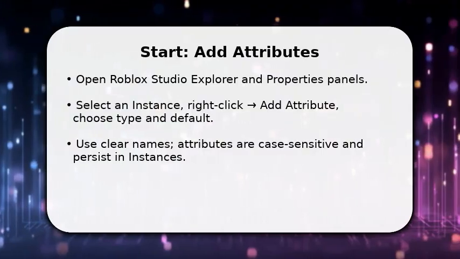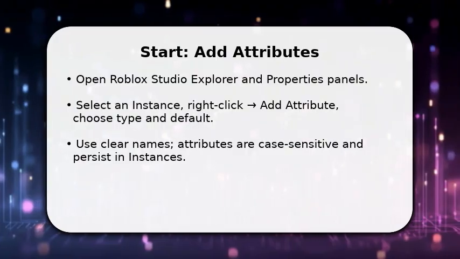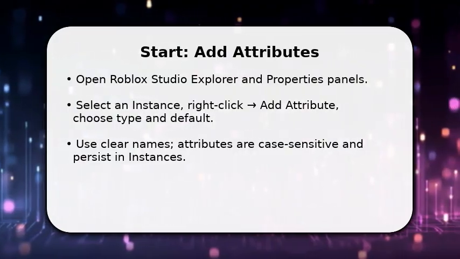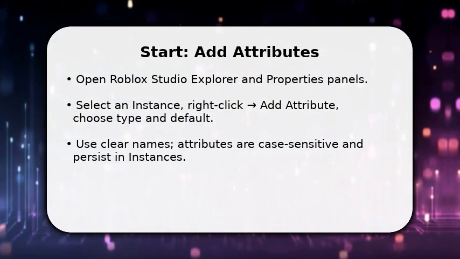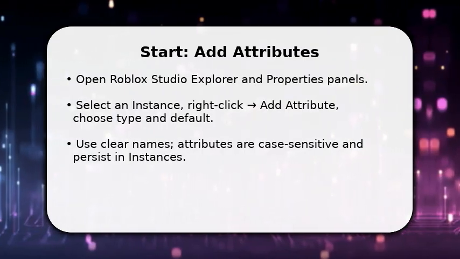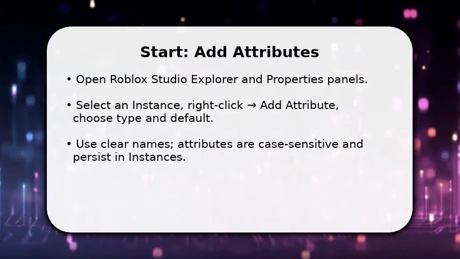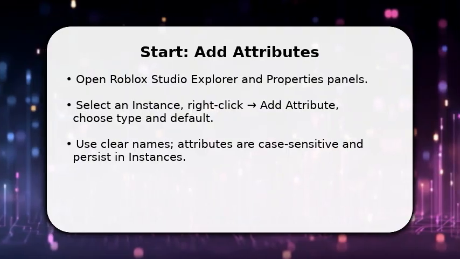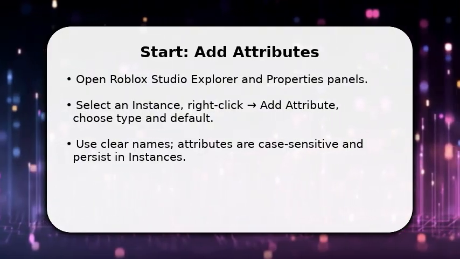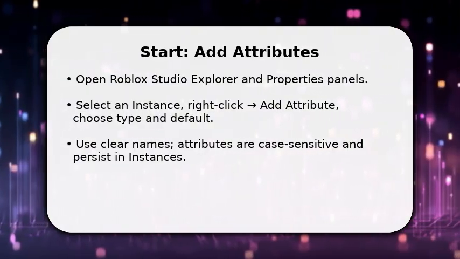You begin by enabling Explorer and Properties, then select the instance you want to annotate. Right-click and choose Add Attribute. Pick the type: number, string, bool, vector3, and set a default value. Why do this now? Because attributes attach metadata directly to instances, avoiding extra scripts or value objects.